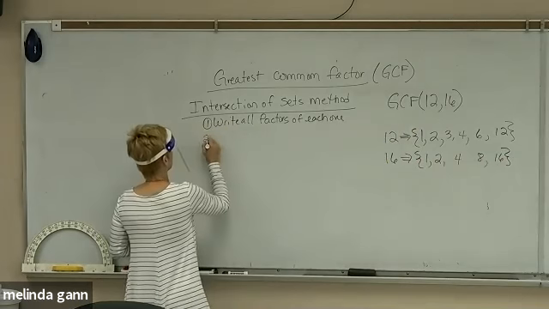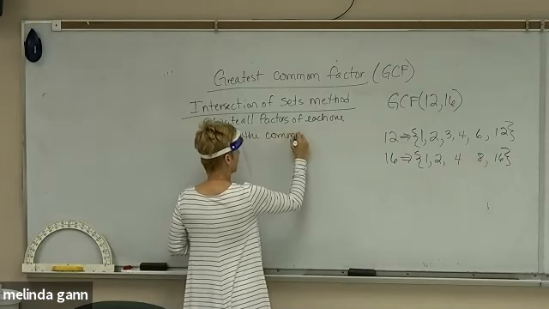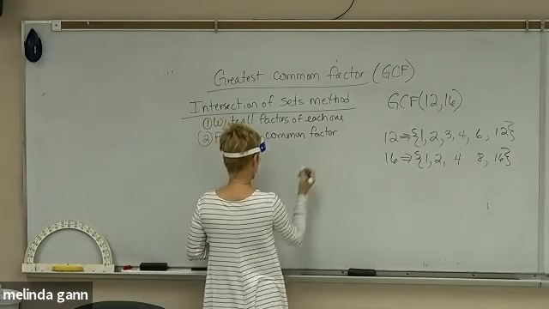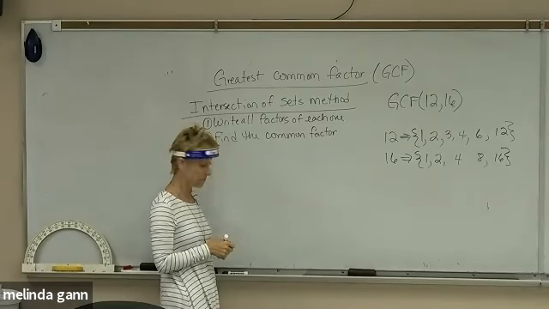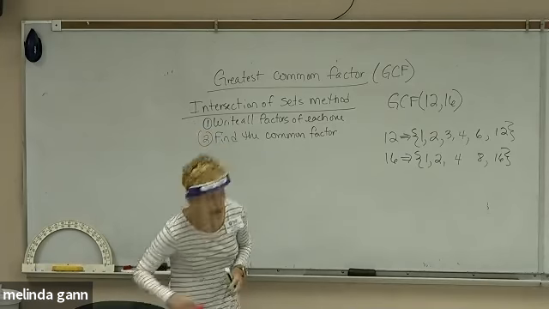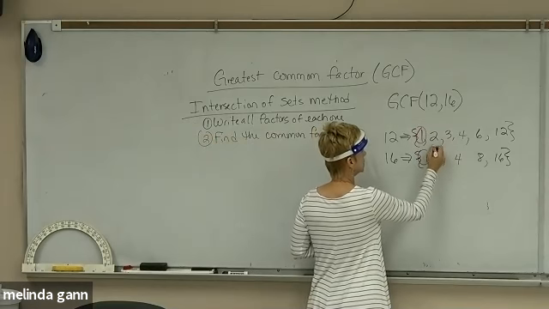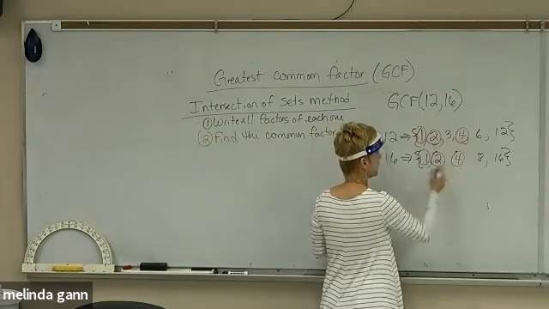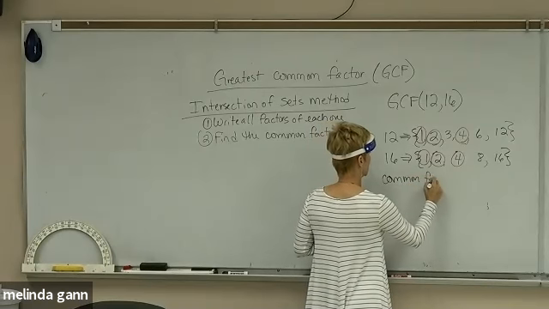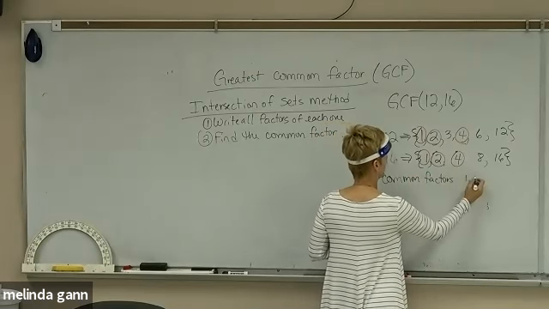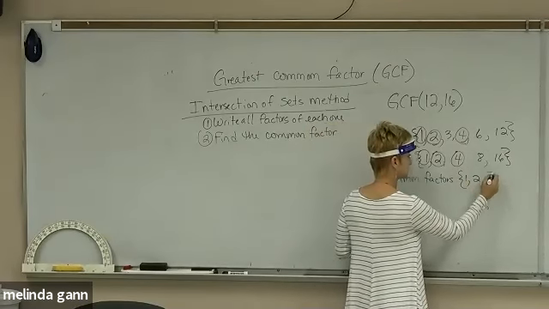All right. Step 2. Find the common factors. In other words, aren't you doing the intersection of the sets? What they have in common, right? So what do they have in common over here? They both have a what? 1. And what else? 2. What else? A 4. Anything else? So my common factors are going to be 1, 2, and 4. We good?